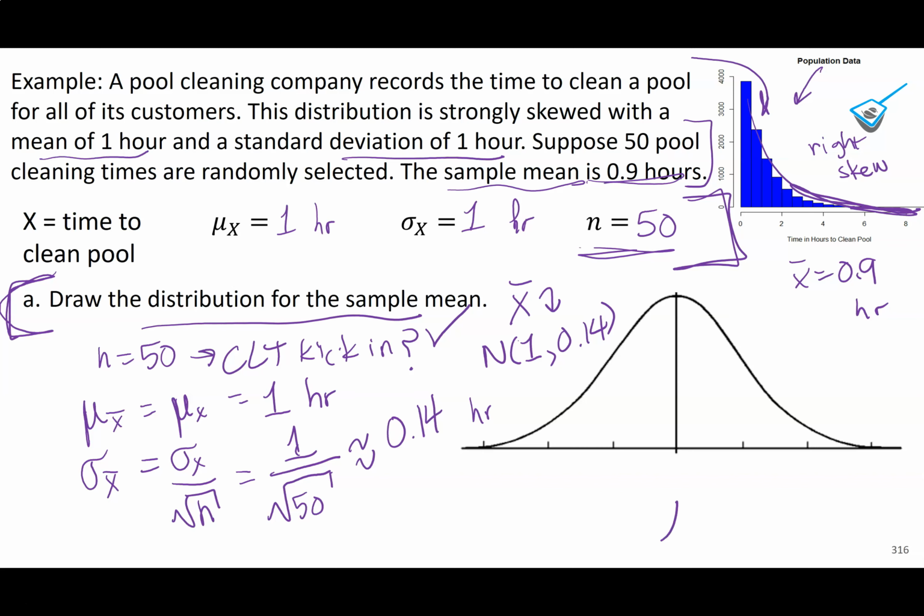So if I want to fill this out, I'm going to sketch my normal distribution. The mean is the first thing I always label. It's by far the easiest thing for me to put the mean first. So 1 hour goes in the middle, and then each tick mark should be 0.14 away. So 1.14, 1.28, 1.42, I'm not as quick with subtraction, 0.86, 0.72, 0.58.